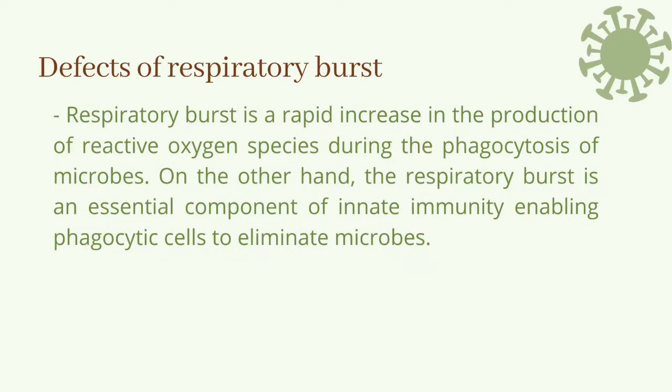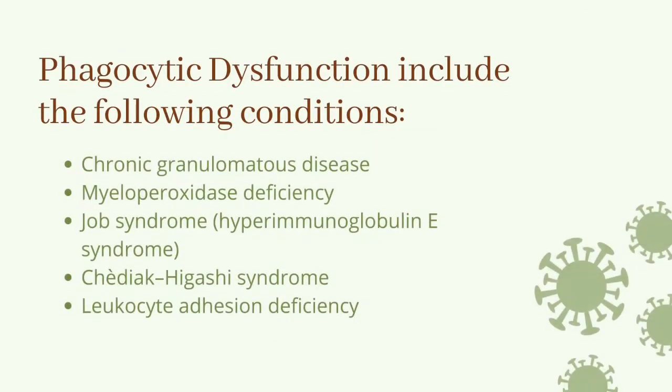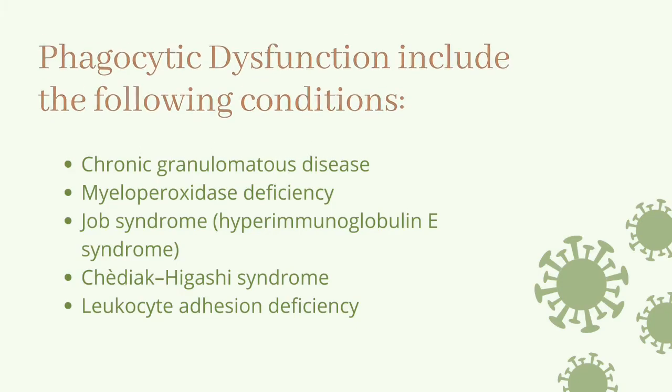Defects of respiratory burst. Respiratory burst is a rapid increase in the production of reactive oxygen species during the phagocytosis of microbes. The respiratory burst is an essential component of innate immunity, enabling phagocytic cells to eliminate microbes. So, phagocytic dysfunction includes the following conditions: chronic granulomatous disease, myeloperoxidase deficiency, Job syndrome, or what they call hyperimmunoglobulin E syndrome, Chediak-Higashi syndrome, and leukocyte adhesion deficiency.